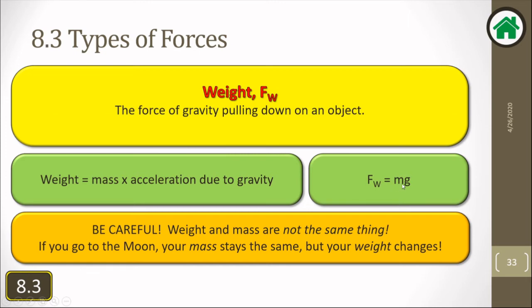The weight of an object is equal to its mass multiplied by the acceleration due to gravity. Now keep in mind that weight and mass are not the same thing. If you go to the moon, for example, your mass will stay the same, but the gravity pulling down on you will change, so your weight will change.